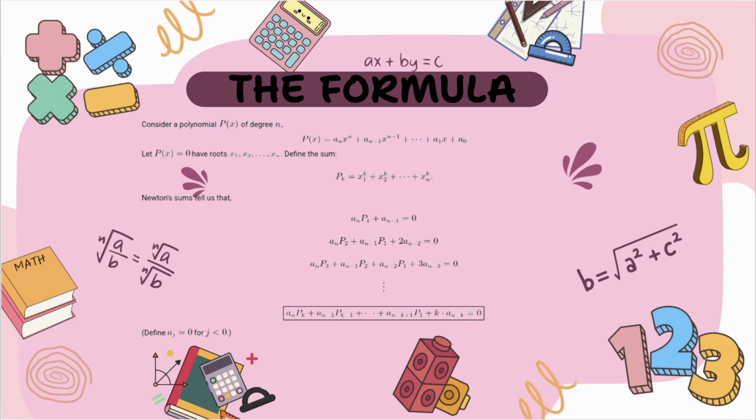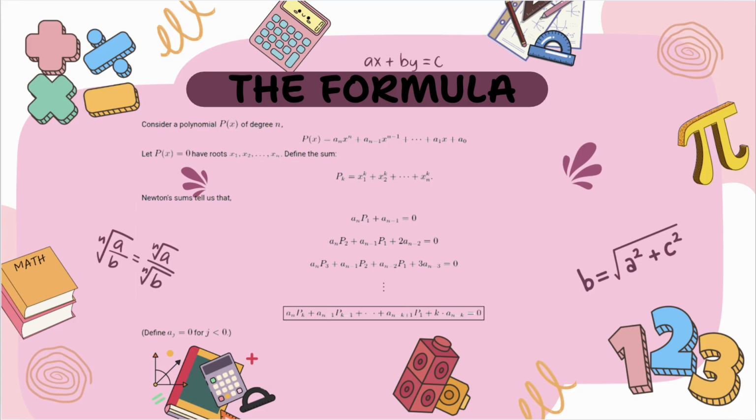The formula. Consider the polynomial P of x of degree n. As shown on screen, this is the polynomial. Let P of x equal 0 and have roots x1, x2, all the way to xn. Define the sum Pk as x1 to the power of k plus x2 to the power of k all the way down to xn to the power of k. Newton's sums tell us that an times p1 plus an minus 1 equals 0. An p2 plus an minus 1 p1 plus 2 an minus 2 equals 0. An p3 plus an minus 1 p2 plus an minus 2 p1 plus 3 an minus 3 equals 0, and so on.